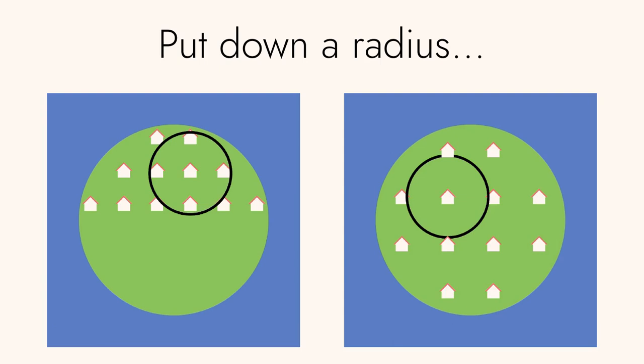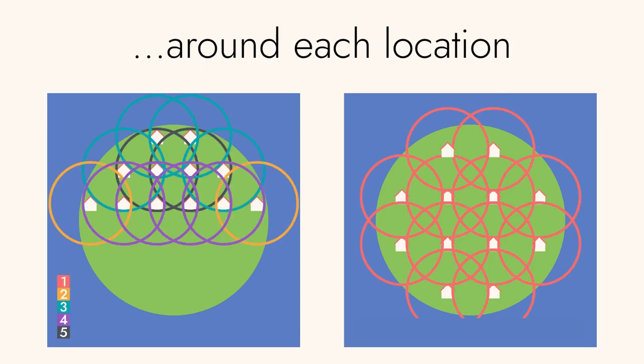Okay, and of course we don't just want to pick one house to draw a radius around, right? That would be ridiculous. That would obviously not be representative of the full picture. Instead, what we want to do is draw a radius around every location. And that's what I've done here. I've drawn that same 2.5 radius circle around every location.